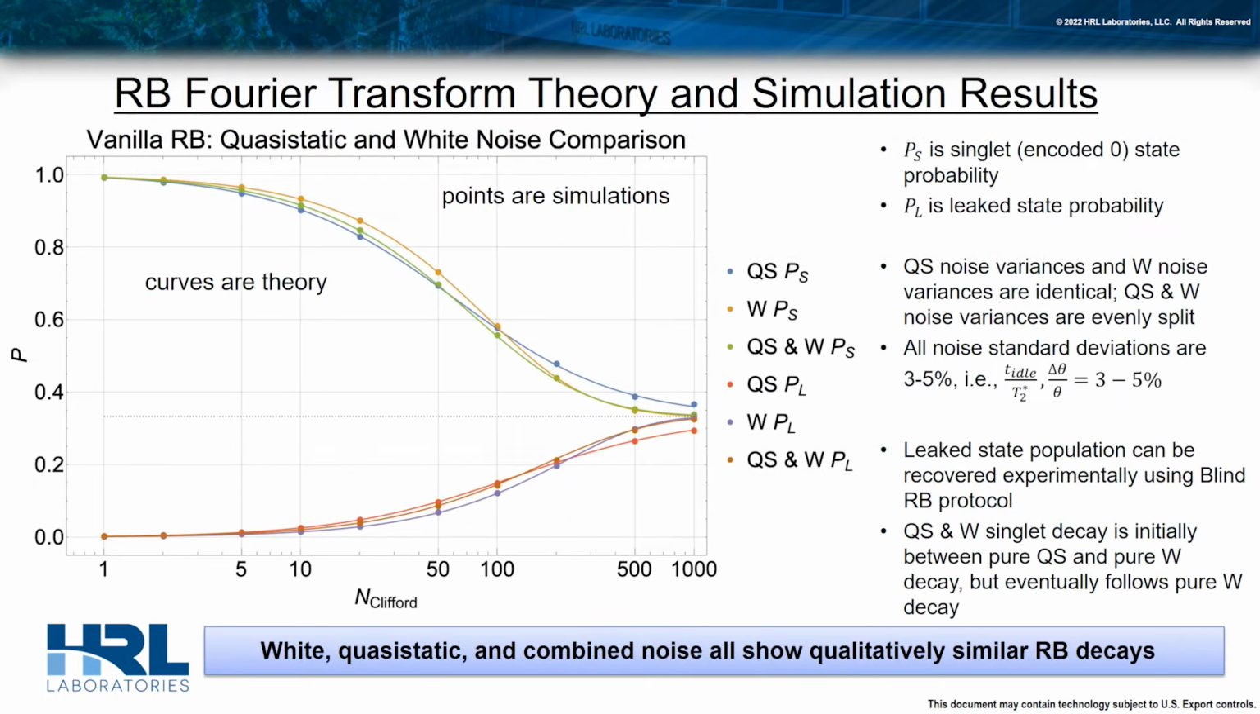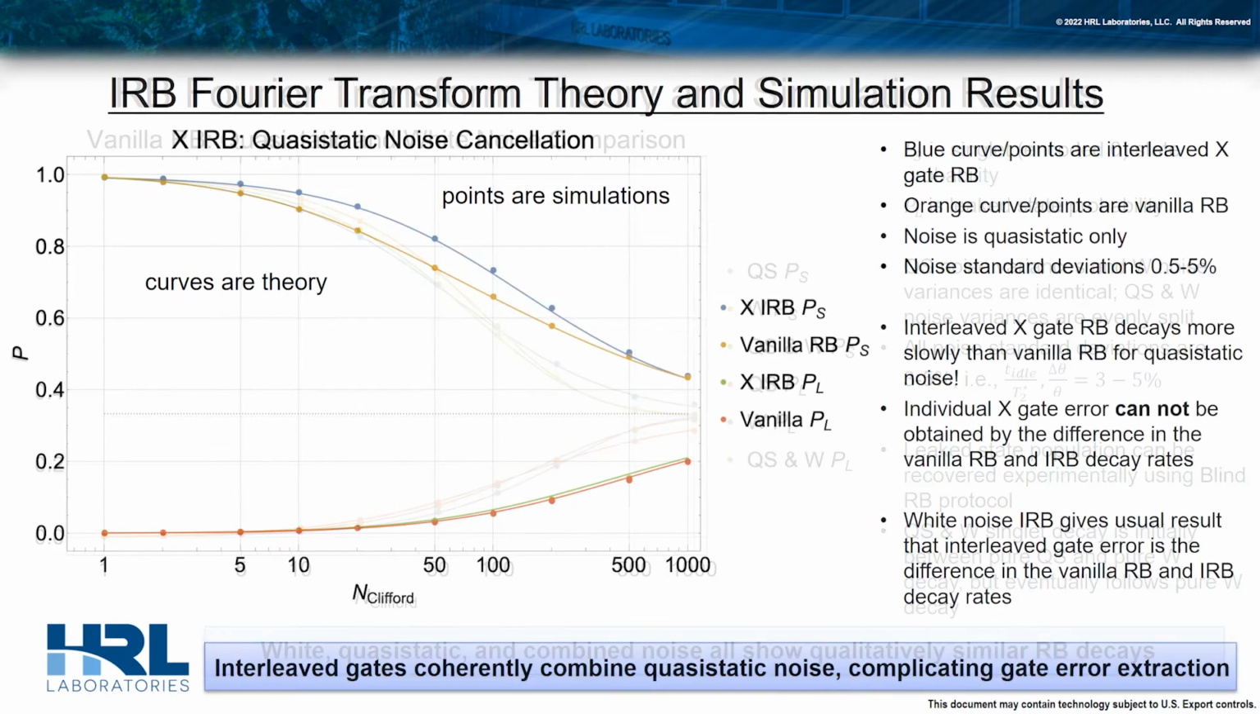Now we compare the theory and the simulation for the exchange-only qubit. Curves in the plot are theory, and the points are simulation results. The top three curves show the singlet survival probability for quasi-static, white, and combined quasi-static and white noise as a function of number of Cliffords. The bottom three curves are the probability in the leak state for the same three noise types. There is good agreement between theory and simulation for all noise types, and all noise types show qualitatively similar decay or growth.